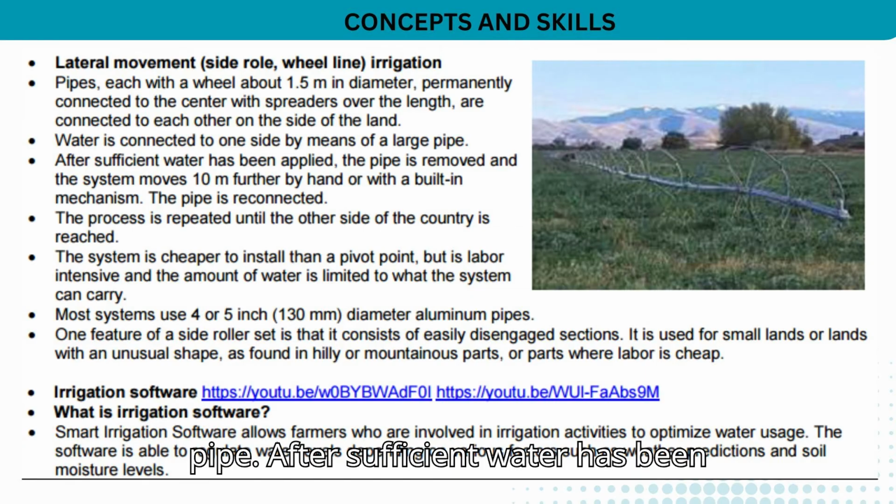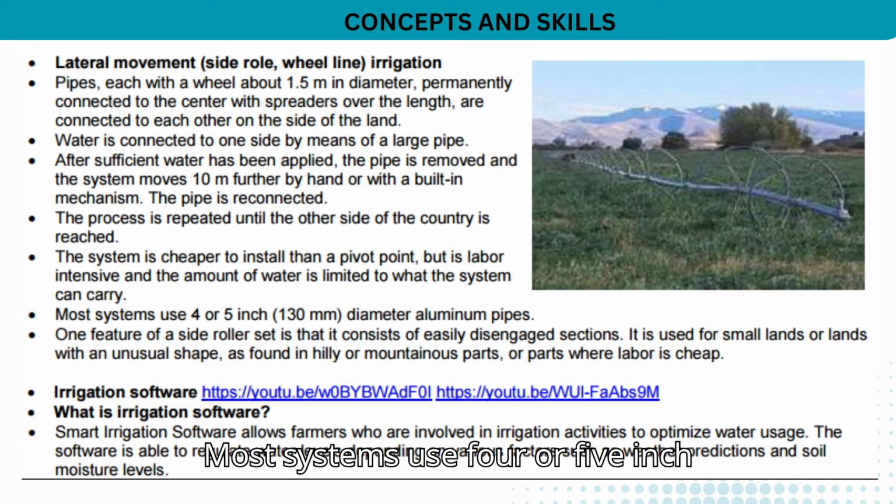After sufficient water has been applied, the pipe is removed and the system moves 10 m further by hand or with a built-in mechanism. The pipe is reconnected. The process is repeated until the other side of the country is reached. The system is cheaper to install than a pivot point, but is labor intensive and the amount of water is limited to what the system can carry.